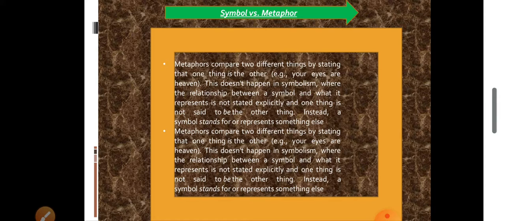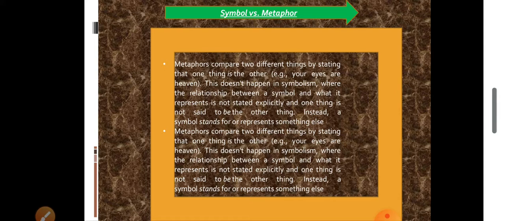This doesn't happen in symbolism, where the relationship between a symbol and what it represents is not stated explicitly, and one thing is not said to be the other thing. It will not say your eyes are heaven. Rather, it will say I am seeing heaven in your face. Instead, a symbol stands for or represents something else.